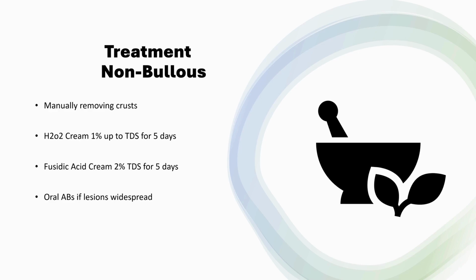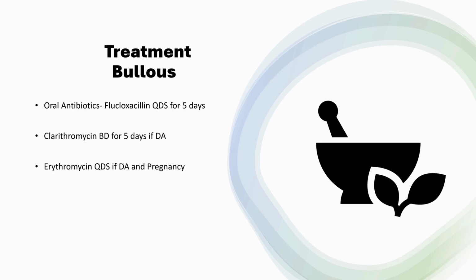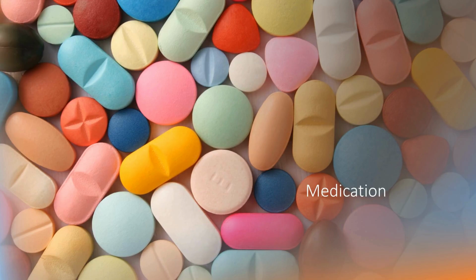This would be flucloxacillin 500 milligrams 4 times a day for 5 days in an adult. Dosages for children will be dependent on age group. If allergic to penicillins, we could offer clarithromycin 250 milligrams twice a day for 5 days, or 500 milligrams twice a day if severe. Okay, this is just some extra information on the different treatments available.